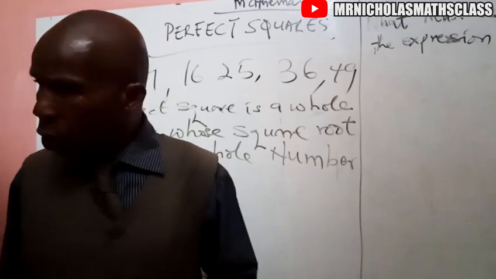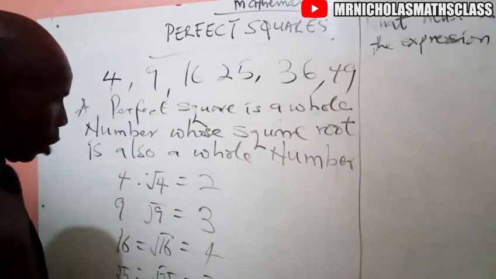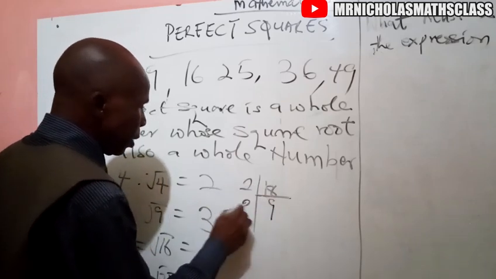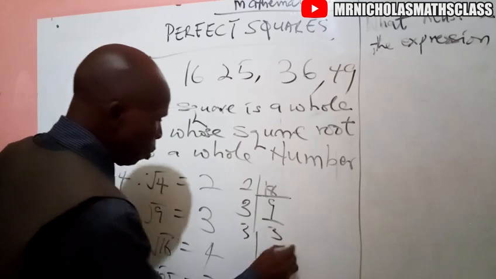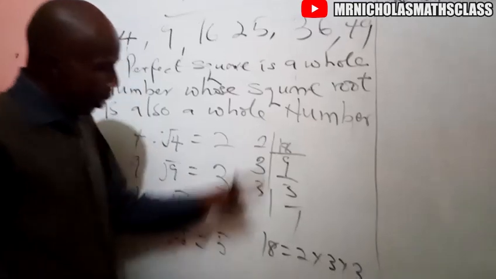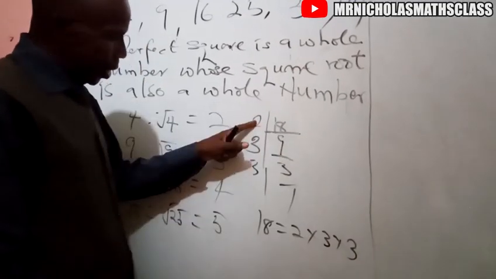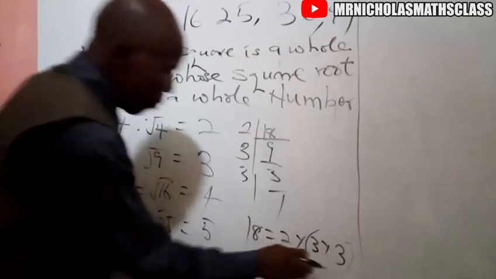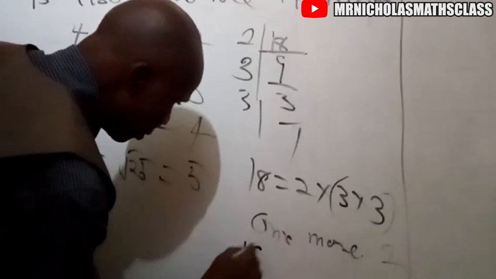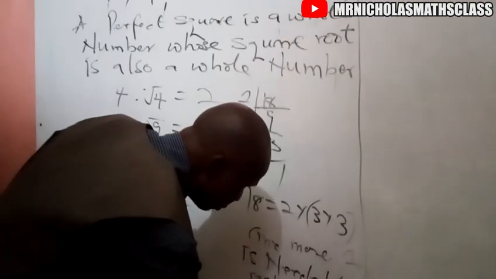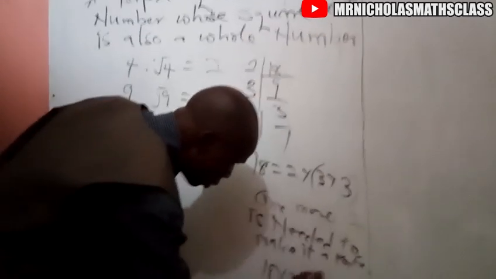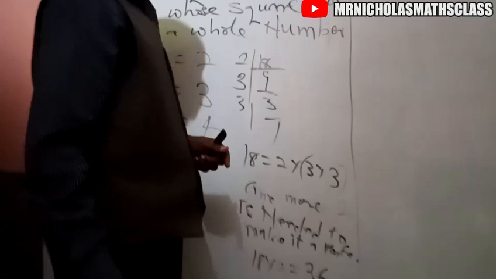Then what do we do to make 18 a perfect square? We express 18 as a product of its prime factors. We have 2, 9, 3, 9, 3, 1. So 18 will give us 2 times 3 times 3. Now look at it. 18 is not a perfect square. What do we do to 18 in order to make it a perfect square? We need one more 2 to make it a square. So 18 times 2 will give us 36, and 36 is a perfect square.